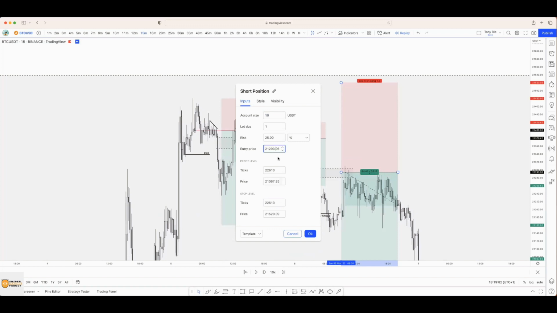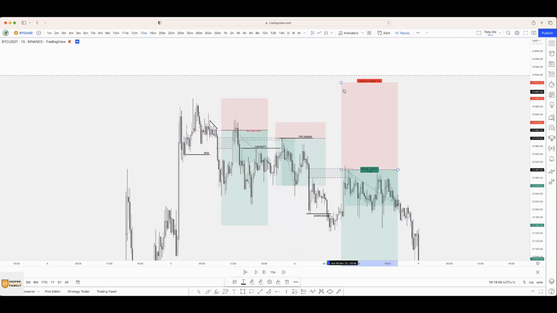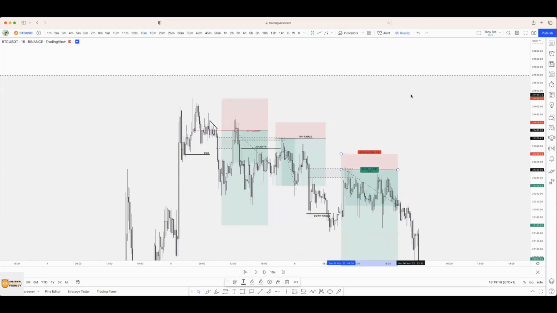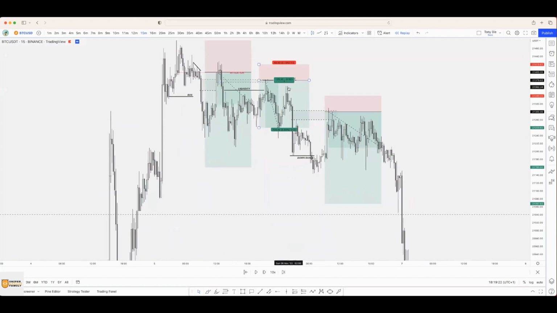21,293, could just play 00. That is 300. That's going to be the entry. And then stop loss can just go above this high. All right, that's about 36. Just round it up to 40. That's how I would have played it. Okay, 40, and then that is it. So this also is 1, 2, 3 risk to reward.